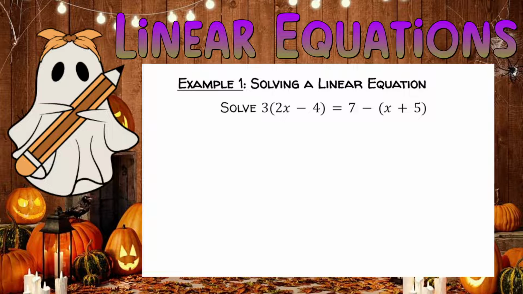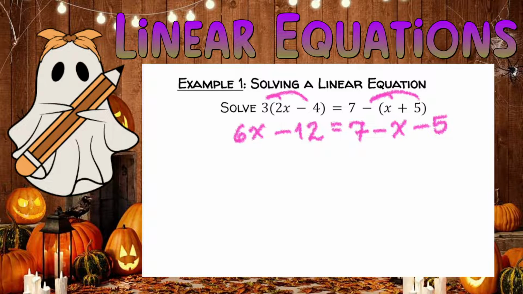In this example, we have an equation, 3 times the quantity of 2x minus 4 equals 7 minus the quantity of x plus 5. So in order to be successful at solving a linear equation, you need to know some basic algebraic rules, right? So here I'm just going to deal with the distributive property. I have 6x minus 12 equals 7, and then a spot where students mess up constantly is here with that negative. They'll do minus x and then they want to write plus 5, but it should be minus 5.